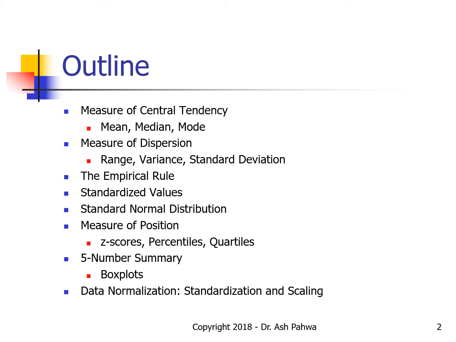Next, we're going to cover the measure of position. So in this, we're going to cover z-scores, percentiles, and quartiles. Then we look into the 5-number summary, which is also called the box plot. And in the end, we're going to cover the data normalization issues, which is standardization and scaling.